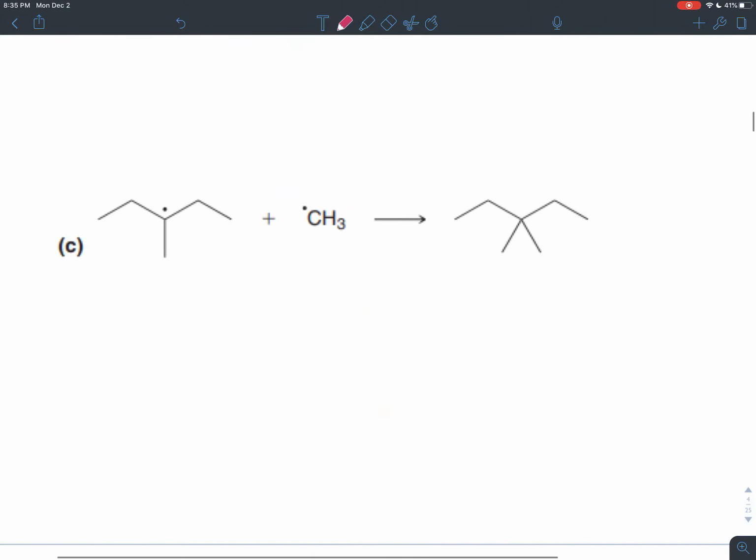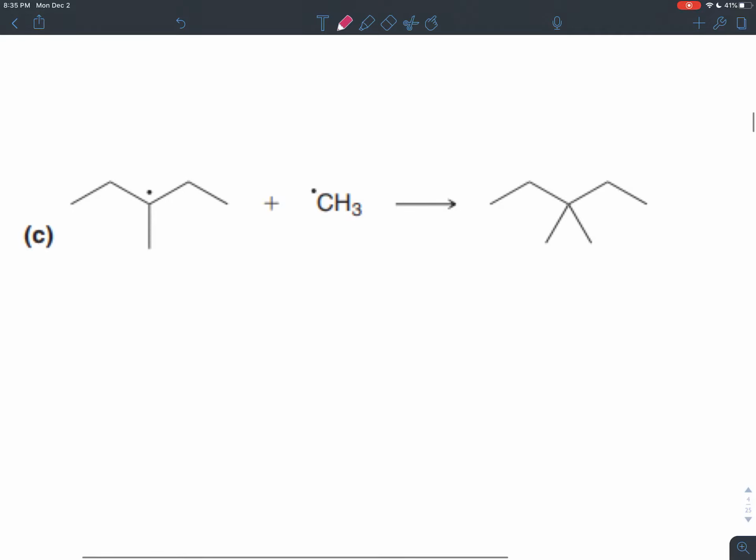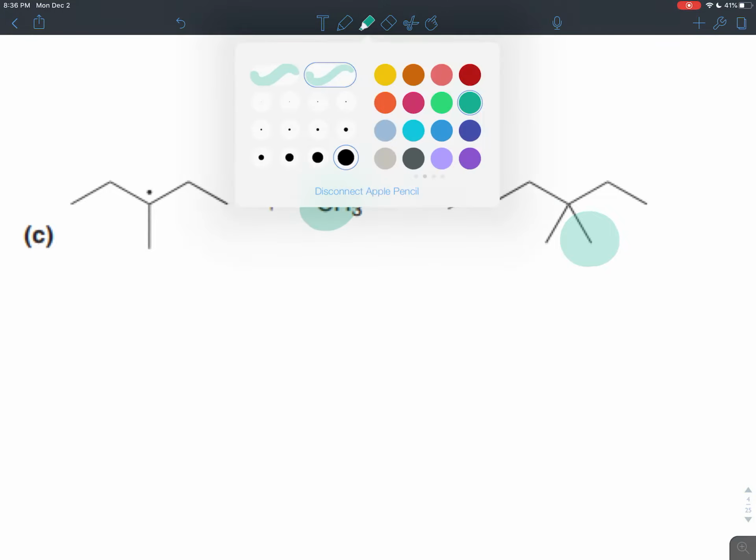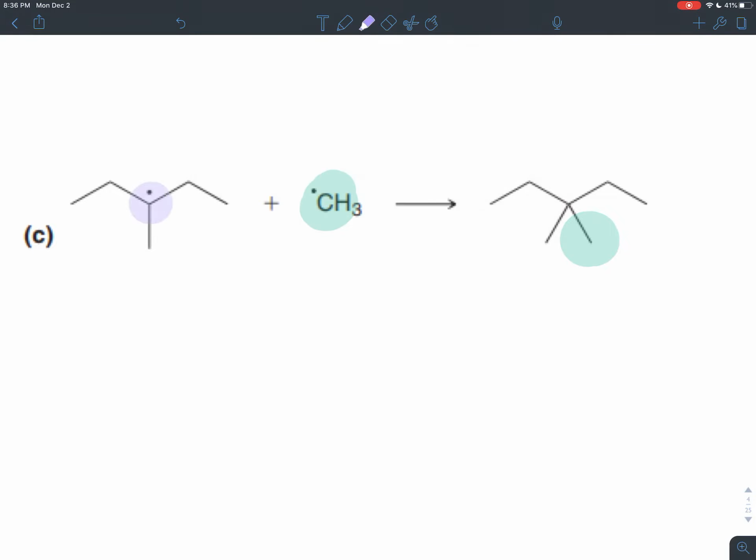Okay, let's get a little more practice. So in this example, we have 2 radicals. We have a radical on the left, that unpaired electron, on the tertiary carbon, and then we have a radical on this methyl group. And what we see is that we have no radicals here. Instead, we have a methyl group that has added onto this tertiary carbon. So we can show these 2 radicals coming together. There's going to be a new bond in between them in that space.